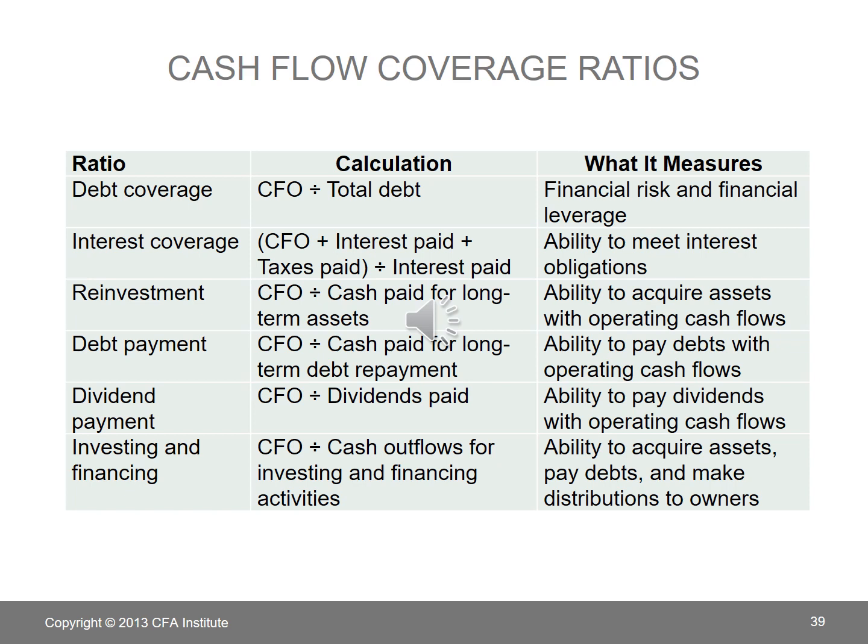Reinvestment ratio, which measures the ability to acquire assets with operating cash flows. We have debt payment, which measures the ability to pay debts with operating cash flows, and dividend payments, which measures the company's ability to pay dividends with operating cash flows. And finally we have investing and financing, which measures the ability to acquire assets, pay debts, and make distributions to owners.